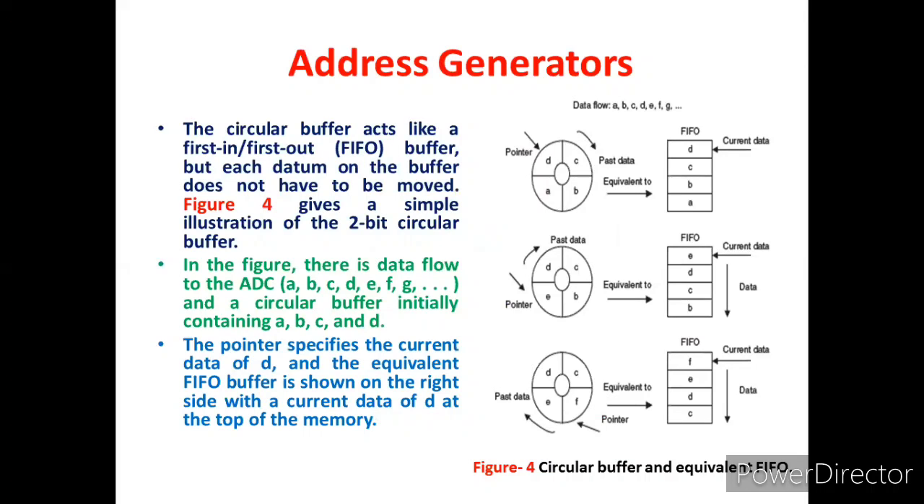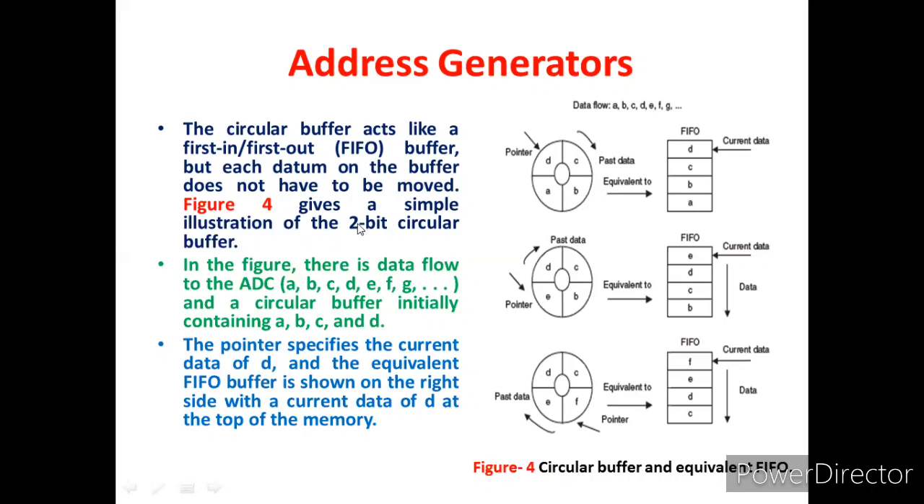Now, how the same concept is linked to an important memory structure, we can take as an example here, called FIFO, a circular buffer and its equivalent FIFO. FIFO means first in, first out. The circular buffer acts like a first in, first out buffer, but each data on the buffer does not have to be moved out. So it is not necessary to move it out here. We can observe it in figure 4.